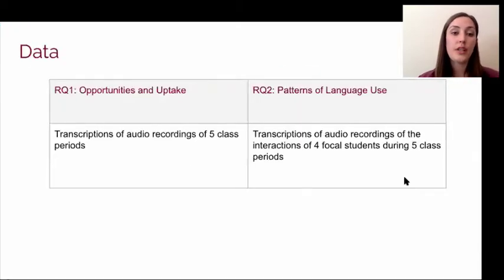So to answer the first research question about what opportunities these students are receiving and how they're taking them up, I relied on the transcriptions of audio recordings of 5 class periods. And to answer my second question about the patterns of language use when students were talking together, I relied on these same transcriptions, but just the interactions of 4 focal students.